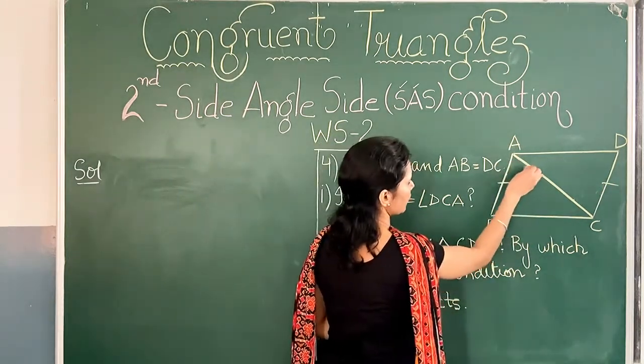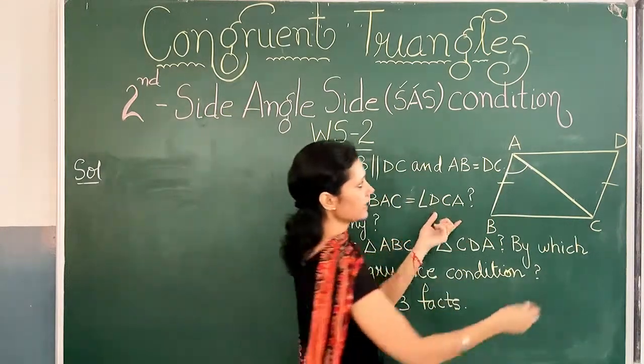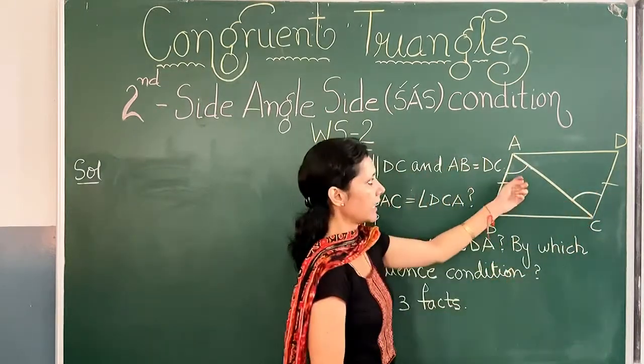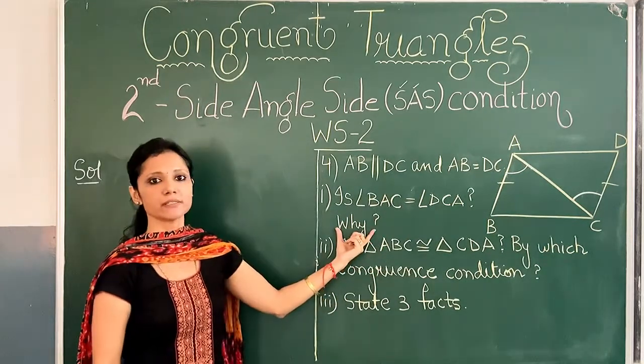BAC, that means they are talking about this angle. Is this angle equal to angle DCA? DCA, that means this angle. So the question is, are these two angles equal? And if they are equal, we have to give the reason why.